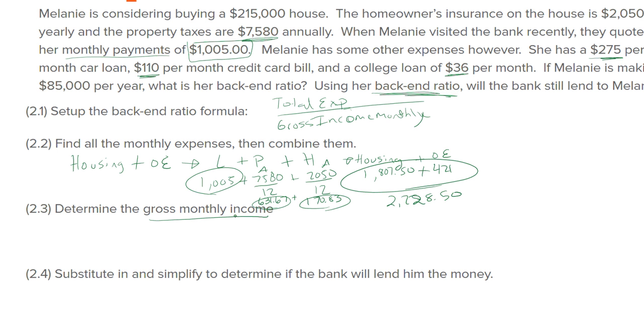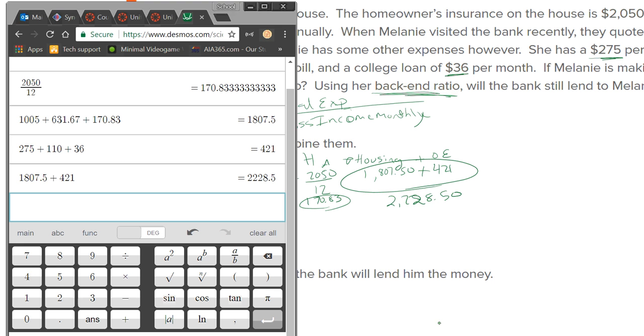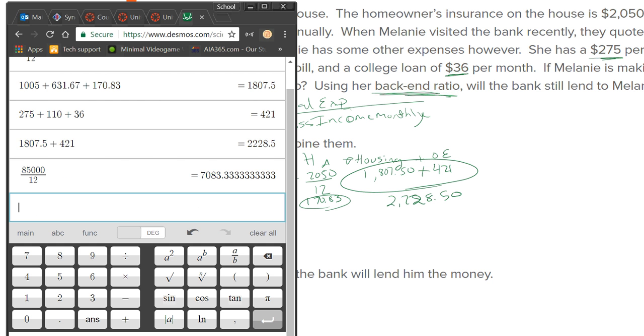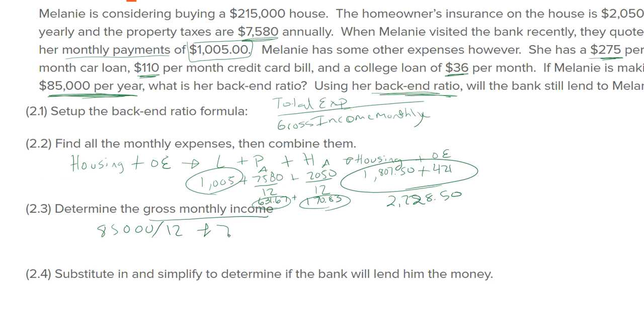And now we need to find our gross monthly income. And again, they give us $85,000 per year for income. So we're going to take that $85,000, and we're going to divide it by 12, and we're going to get our gross monthly income. So 85,000 divided by 12, and we get $7,083.33.